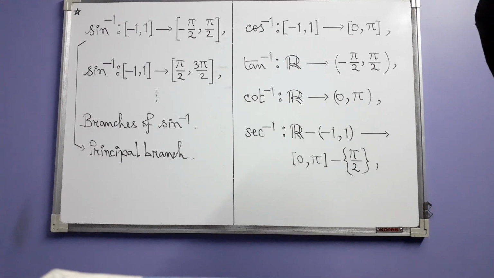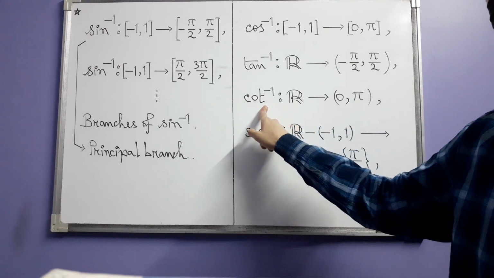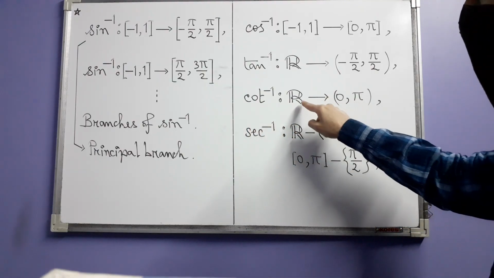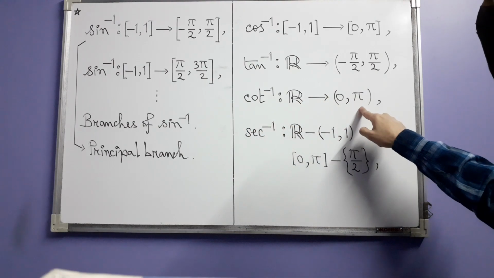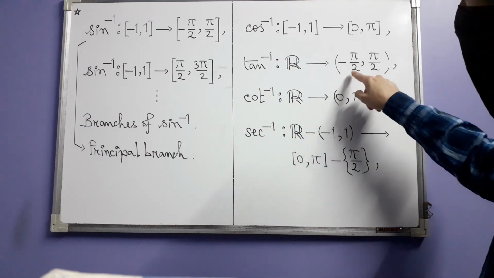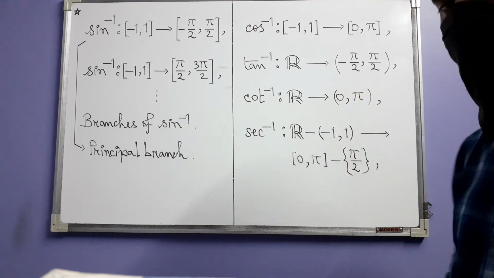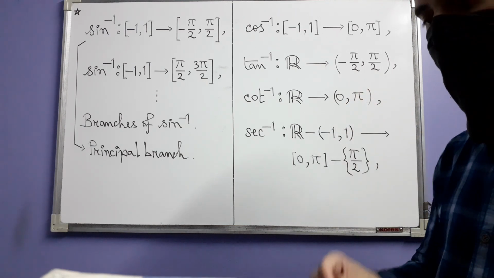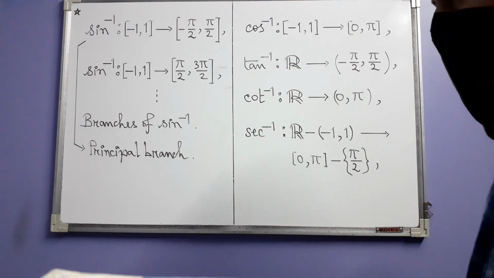That is why. This is the principal branch of the inverse cotangent function. In this case also, the domain is the entire set of real numbers and the range is this open interval 0 comma pi. Just like here you cannot include these 2 endpoints, here you cannot include 0 or pi, because cot 0 and cot pi are undefined.